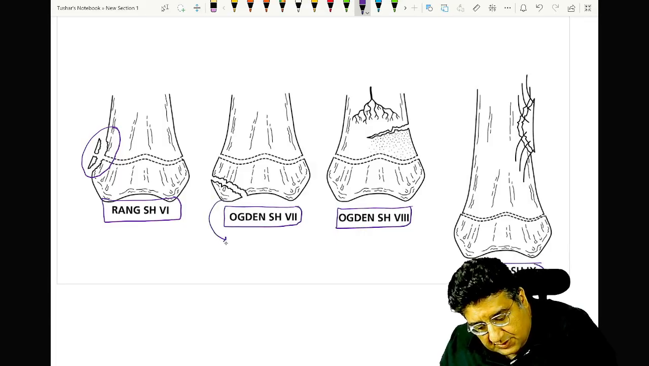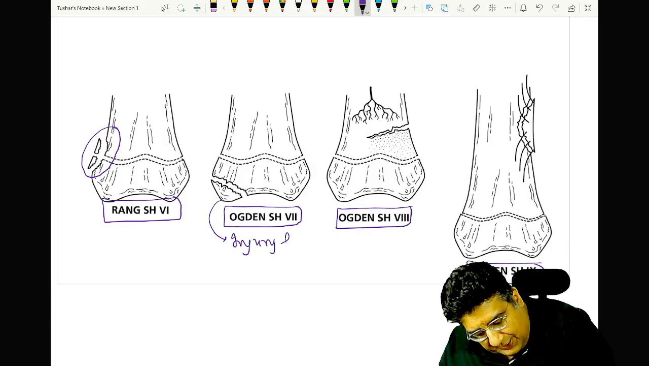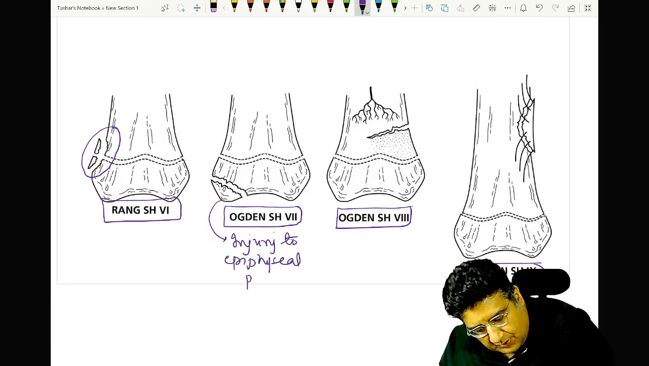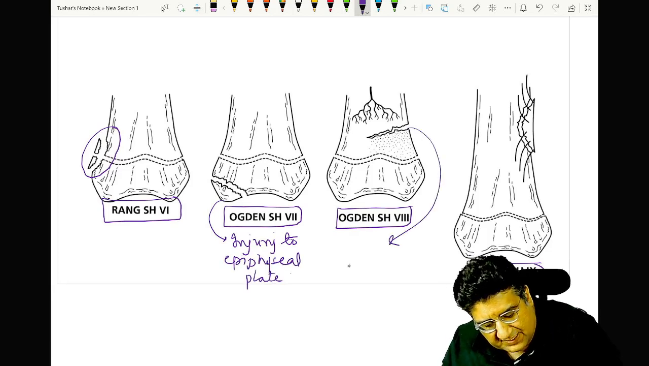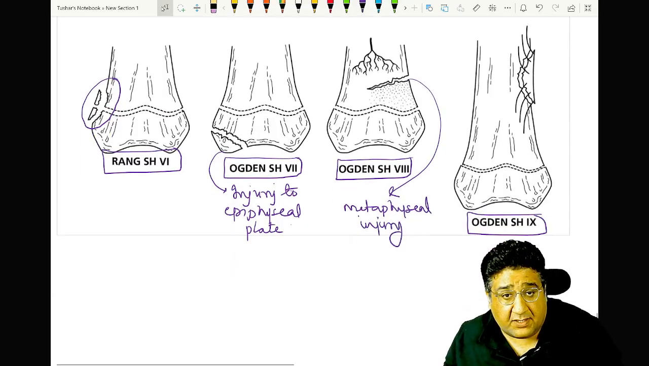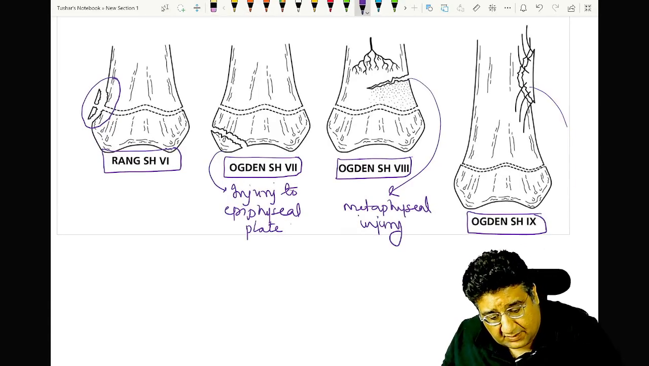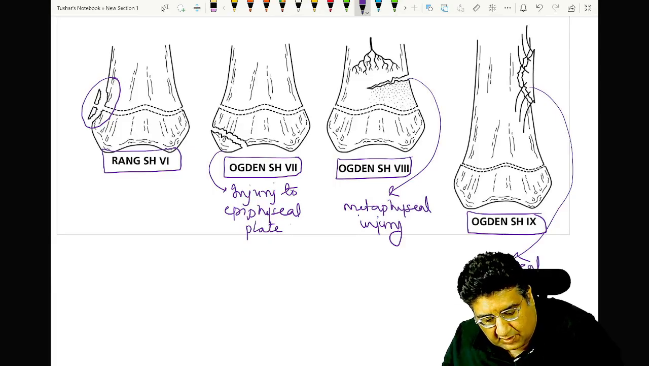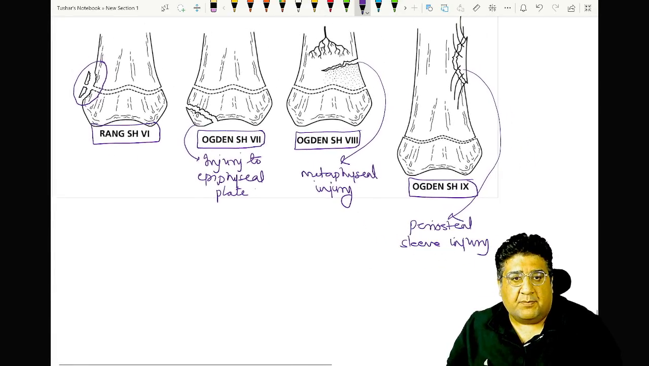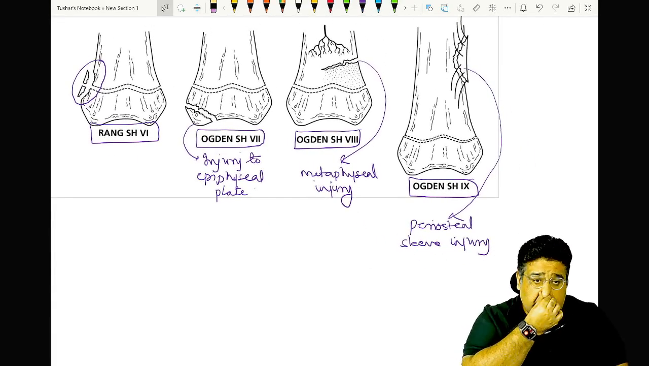So just an injury to the epiphyseal plate is Salter Harris type 7. Just an injury to the metaphysis is Ogden type 8. Okay, and if there is a periosteal sleeve injury, that is what is called Ogden type 9. I hope I'm making sense to all of you.